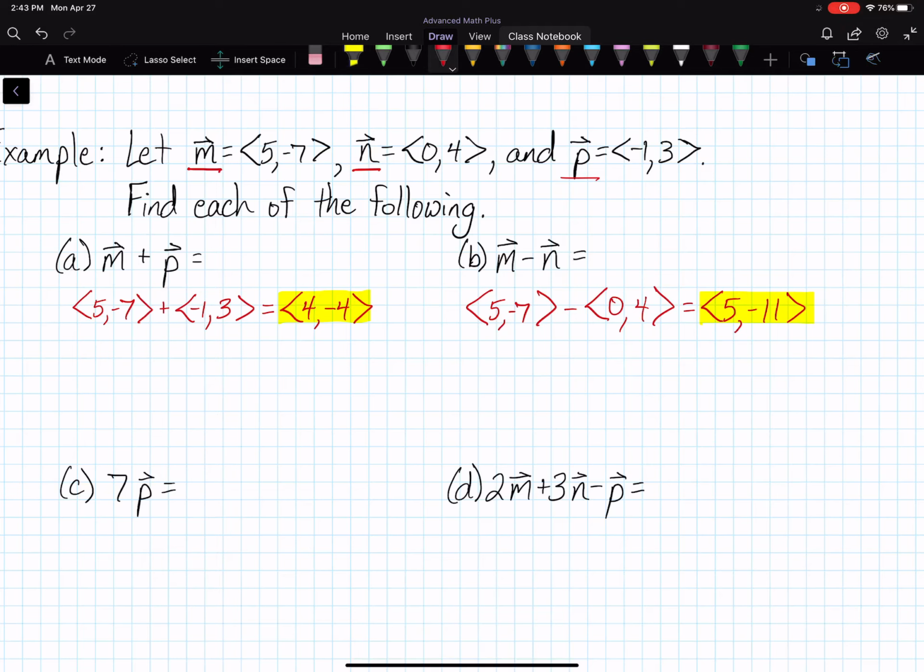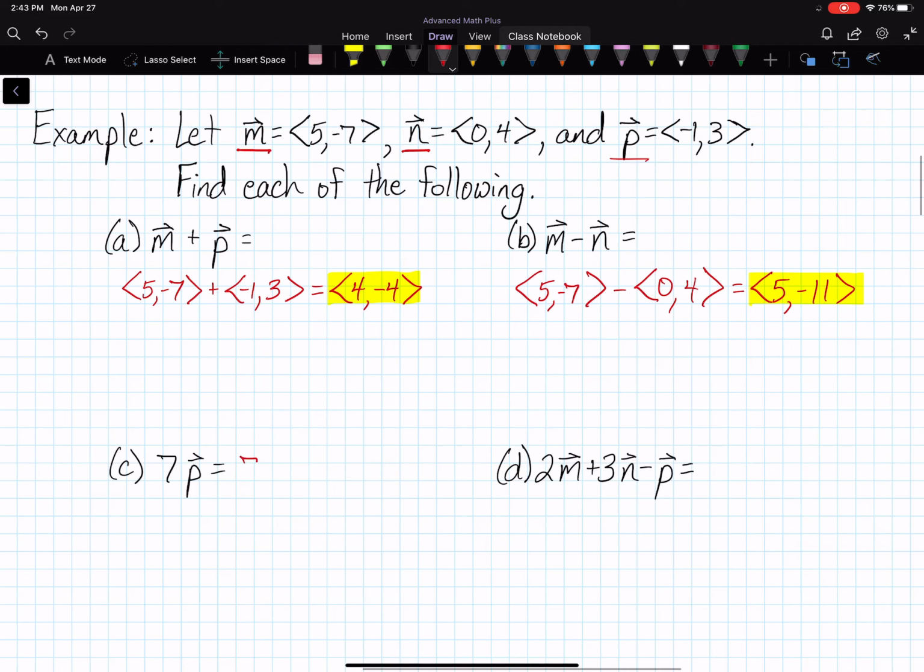Part C, 7 times vector p. Well, vector p is -1, 3. So you just multiply that. 7 times -1 is -7. 7 times 3 is 21. Just like doing the distributive property.